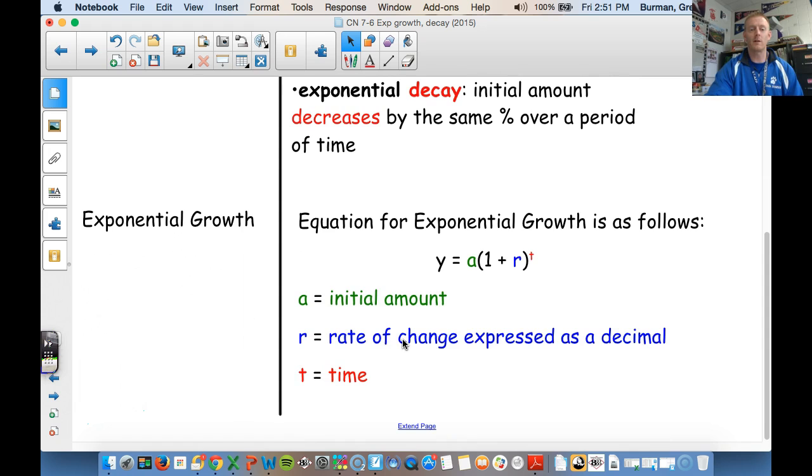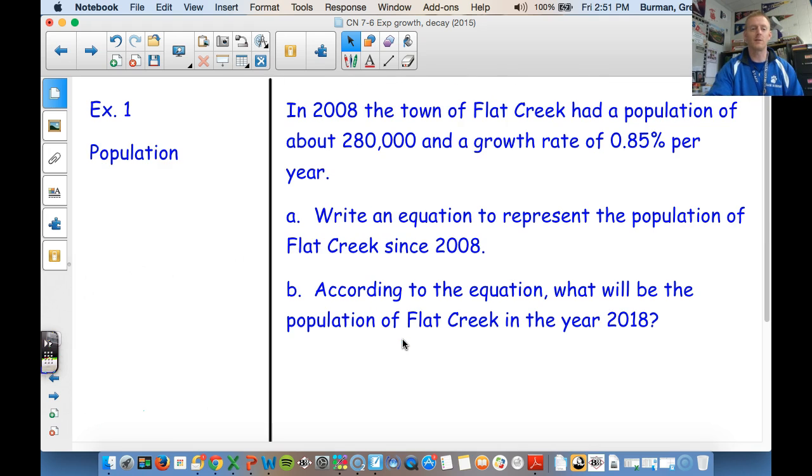Now the first formula that you are going to see is our exponential growth formula, where A is the initial amount, R is the rate of change expressed as a decimal. So you're changing the percent to a decimal. And then T is time in years for us. All right, so here's our very first problem.